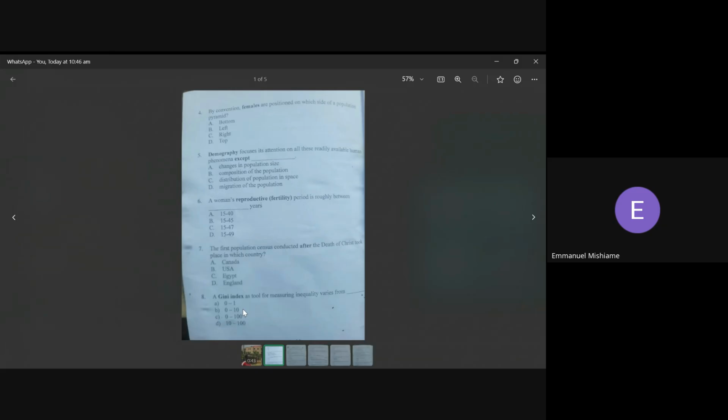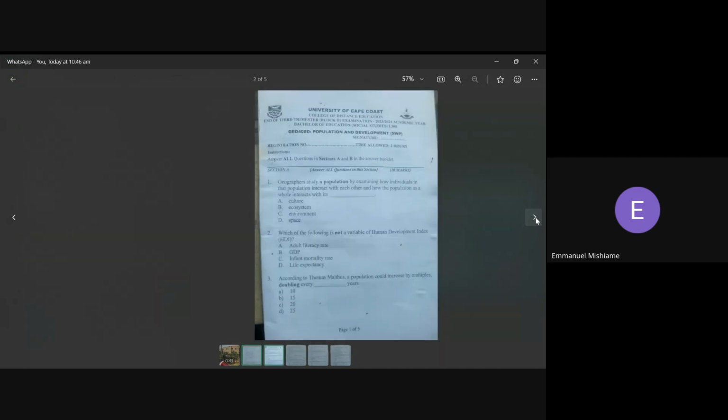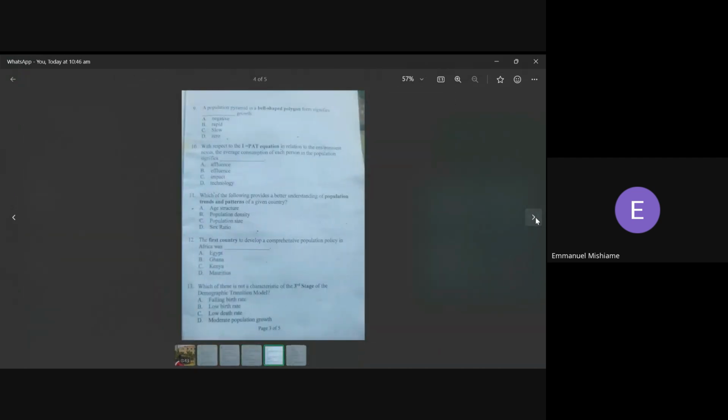With respect to the IPAT equation in relation to the environment nexus, the average consumption of each person in the population signifies A, affluence, B, effluence, C, impact, D, technology. Affluence. Does anybody have a contrasting answer? Okay, no. Let's move on.